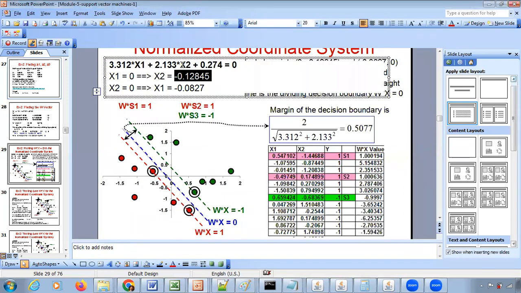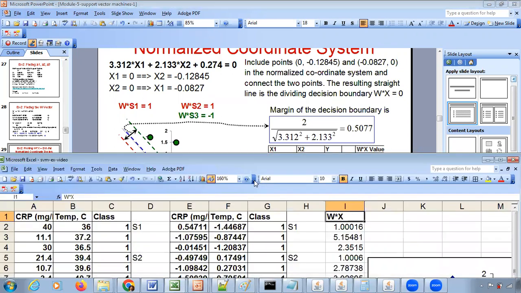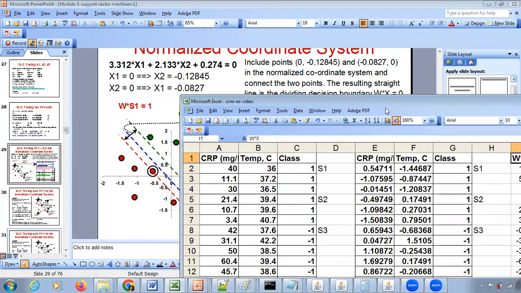Similarly, if you set x2 as 0, you can get x1 will be negative 2.74 divided by 3.312, that's this. So these are the two data points. We can simply say that if you connect these 2 points, you get the decision boundary w times x equals 0 in the normalized coordinate system. And let's do that here.